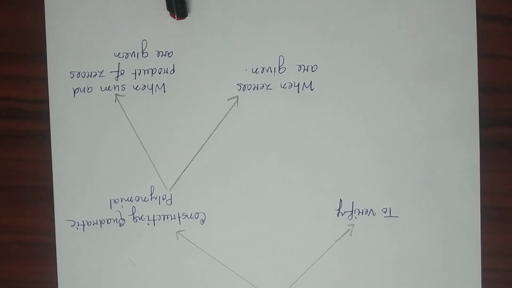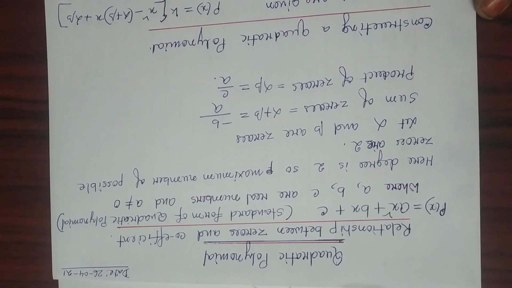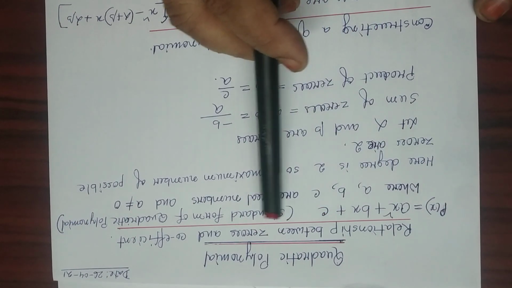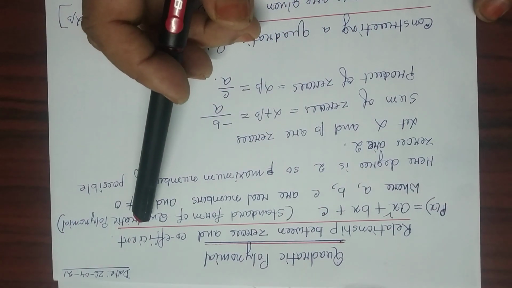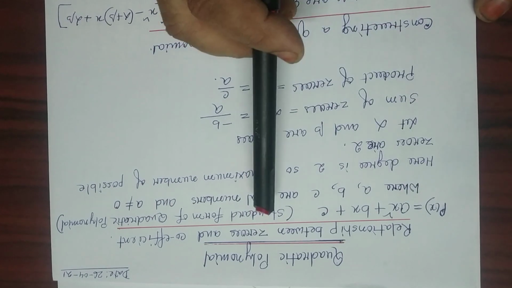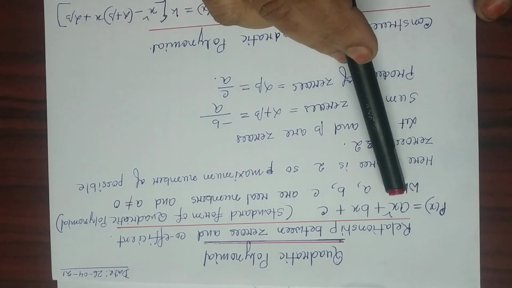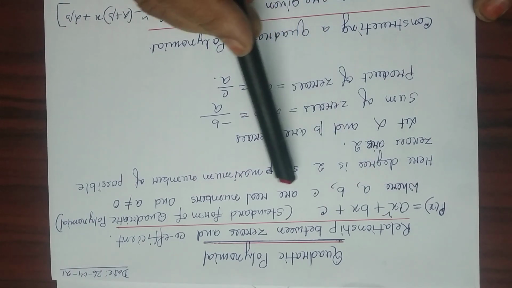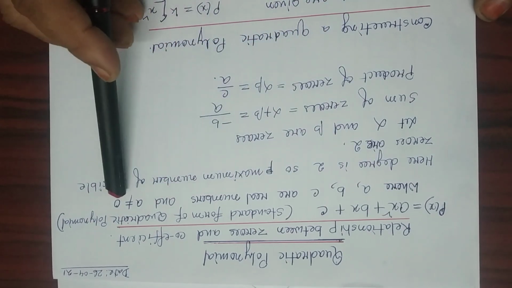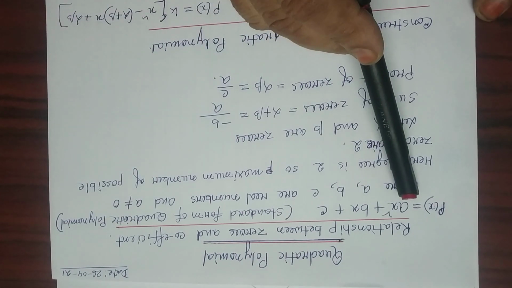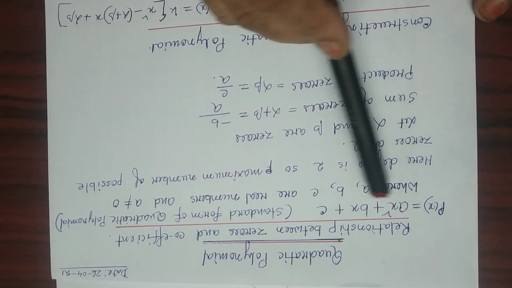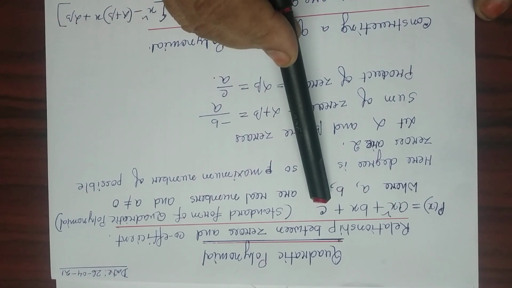Now, we will discuss quadratic polynomial. First, we have to discuss relationship between zeros and coefficient. In standard form, our quadratic polynomial is ax square plus bx plus c, where a, b, c are real numbers and a not equal to 0. Why a not equal to 0? Because a is the coefficient of x square. If a equals 0, then it will form a linear polynomial.